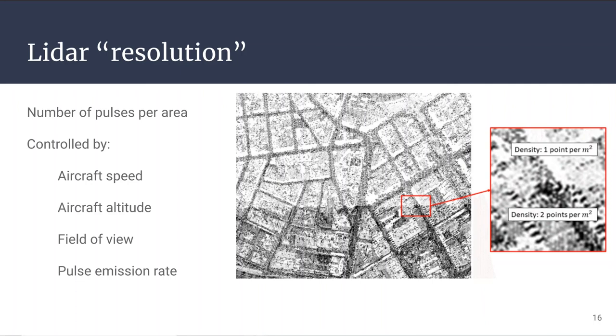So a big one is aircraft speed. If a plane's flying really fast, fewer of those pulses make it to a given point on the ground, but you will cover more area in total. Then also altitude. If you're higher up, that oscillating mirror that's spreading those pulses to different areas on the ground is going to cover more ground area, which means there's going to be fewer pulses per area on the ground if you're really high up. Pulse emission rate is a big one.